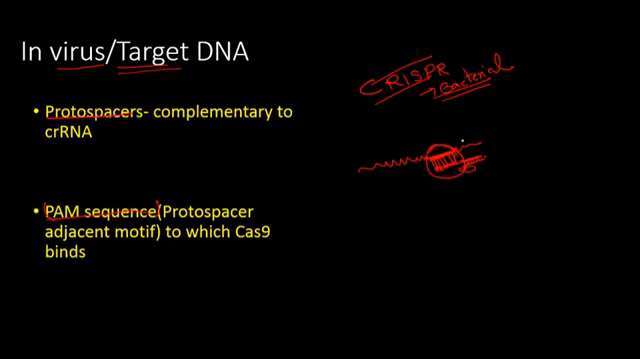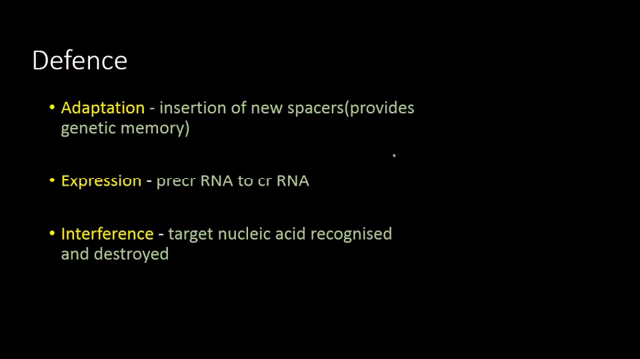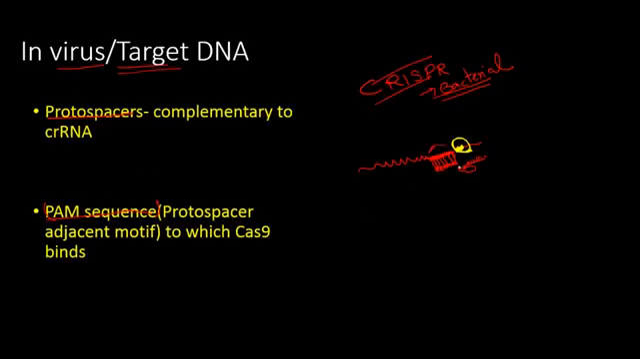Okay. So this is the PAM sequence. It is a 3 base pair sequence, and it is adjacent to the protospacer. This is the protospacer which binds to the CRISPR RNA, and adjacent to that is the PAM sequence, which is a 3 base pair sequence. Sorry, it is not here, it is only seen in the viral or target area, not here. So this is the PAM sequence. The PAM sequence is required for attaching the Cas9 protein to the viral genome.